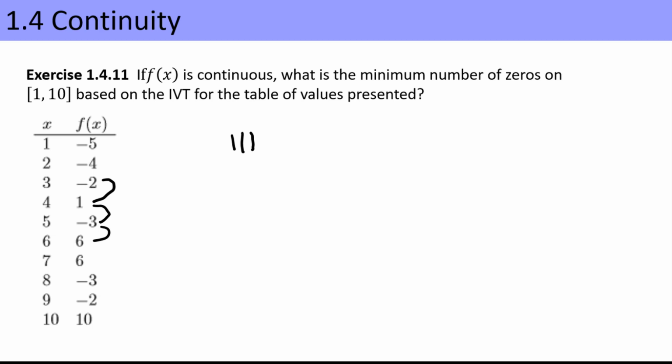The next sign change we have is between x equals 7 and x equals 8. So that's 4. And then we have one more sign change between x equals 9 and x equals 10. So we have a minimum number of zeros based on this graph of 5.